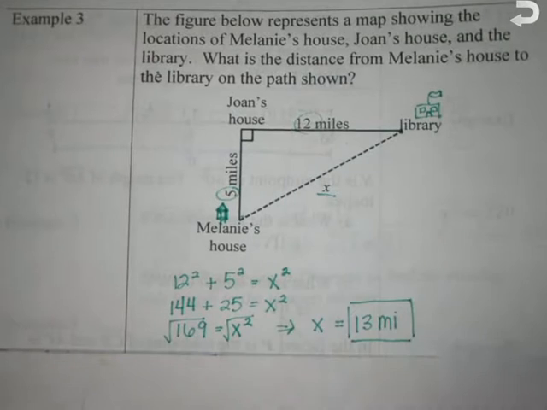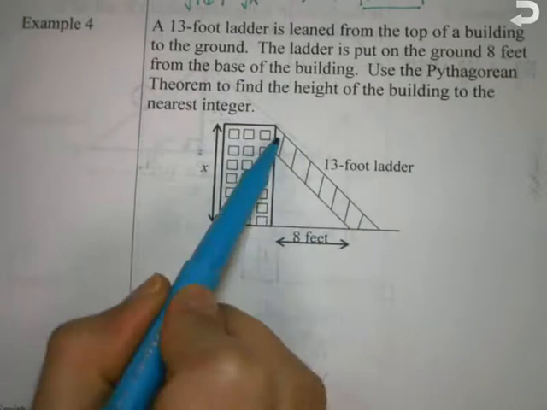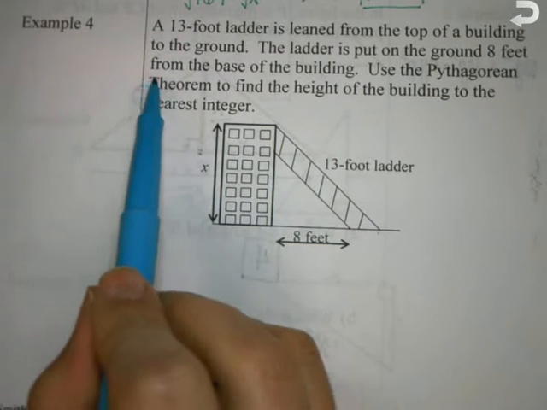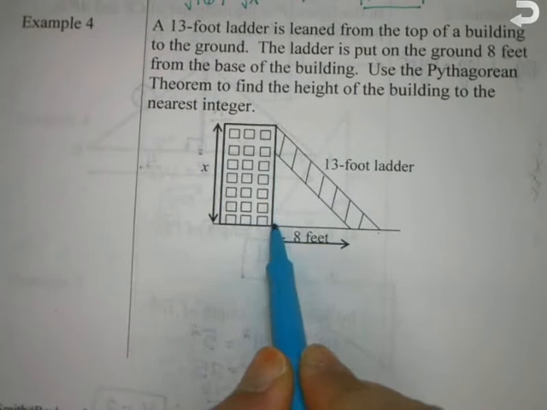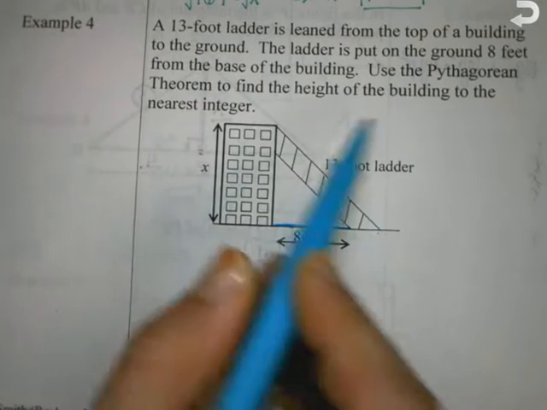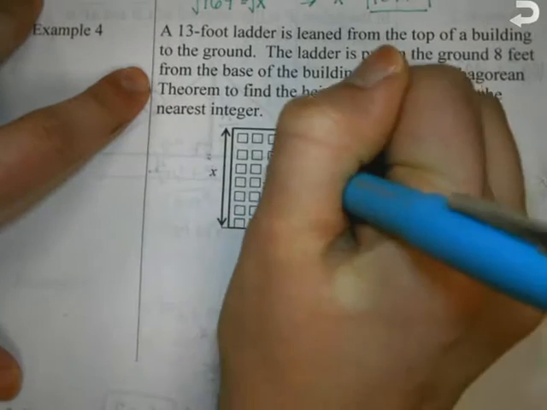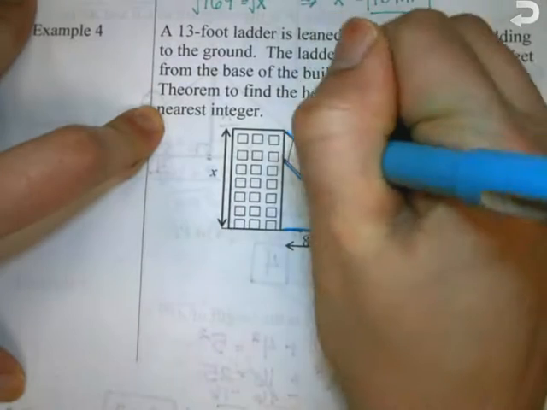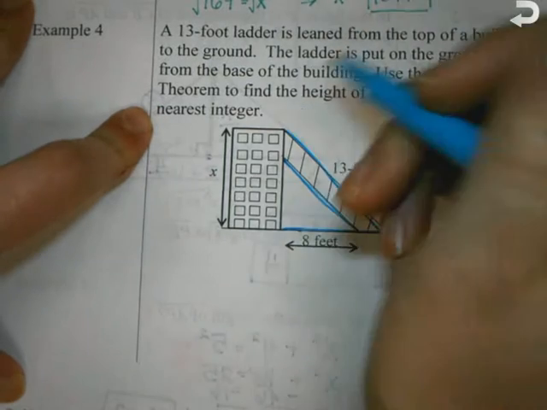A 13-foot ladder is leaned from the top of a building to the ground. So here's the ladder. It's 13 feet. The ladder is put on the ground 8 feet from the base of the building. So this is 8 feet. This is 13 feet. Okay. Use the Pythagorean theorem, or I guess this one would be 13 feet, huh? And this one would be 8. Use the Pythagorean theorem to find the height of the building to the nearest integer.